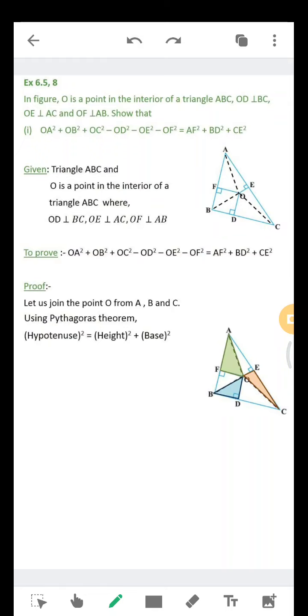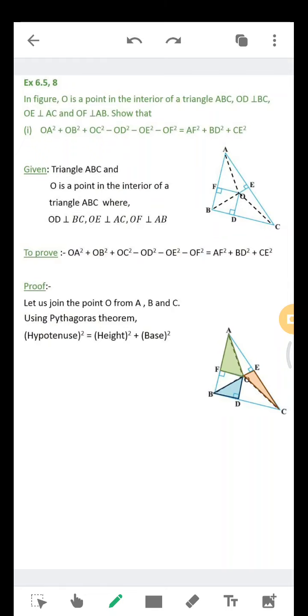Now why should we apply Pythagoras theorem to only these 3 triangles? That's a question. We should apply only to these 3 triangles because you can see here in the RTP required to prove, it's given AF, BD and CE only. So that's the reason I have taken the alternate triangles in which AF, BD and CE come. So according to RTP you should proceed.